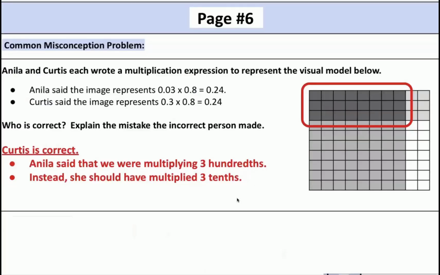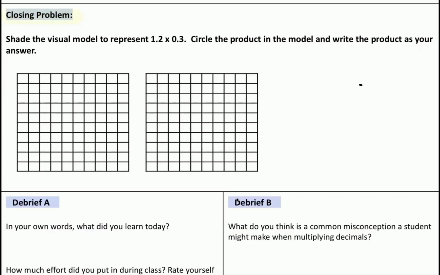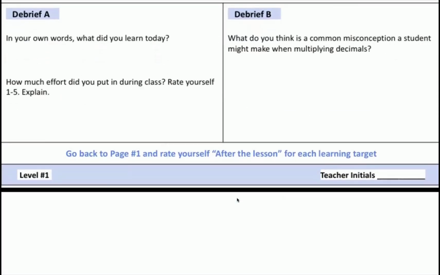Check your work for our common misconception problem. Fix any errors. Remember that 3/10 is represented like this and represents 3 rows of 10 on a grid or 3 columns of 10, whereas 3 hundredths represents just 3 boxes. This video won't go over our closing problem, but please make sure to complete it. Also, make sure to complete our debrief.